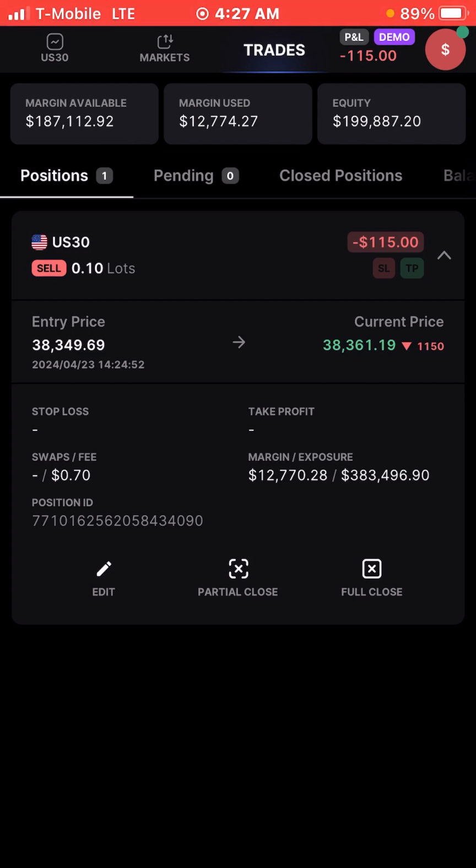All you need right now, my entry point is 38,349. So if that goes to 38,350, that'll be $100. Should be, at least, I think. Let's just check. Right now we're bouncing in between down $100. So you would have to be able to stomach being down 100 to 200 bucks.